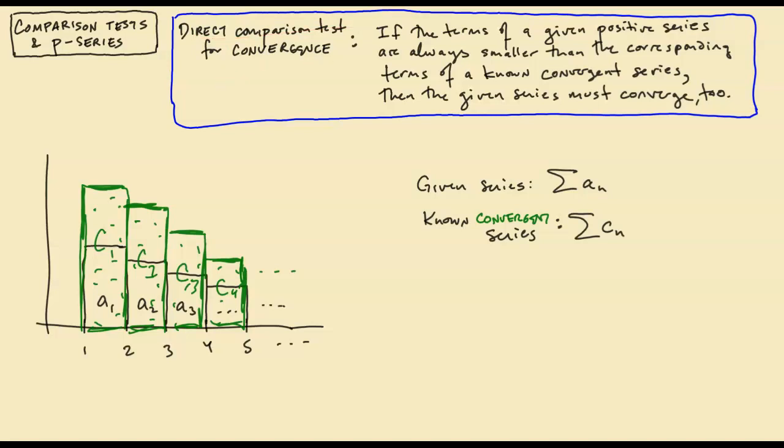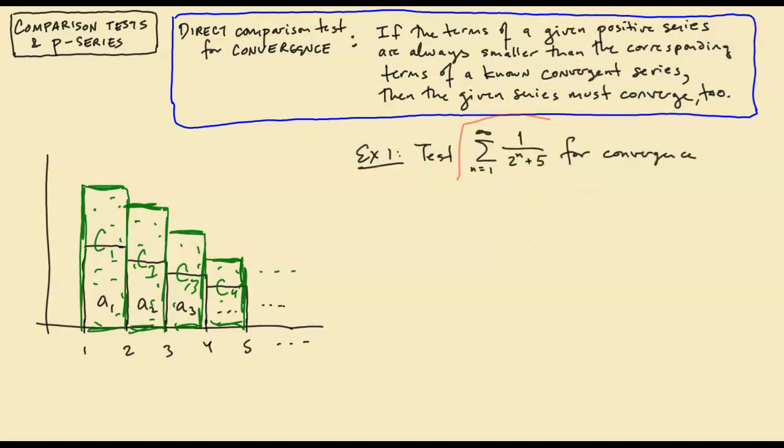Let me give you an example or two of how we might use it. Let's test this series for convergence. This is not a geometric series, it's not the harmonic series, and the divergence test doesn't help us because as n goes to infinity, this denominator goes to infinity, which means that the whole general term goes to 0. And as we have said many times now, that's a necessary condition for convergence, but it is not sufficient. The divergence test can only be used to establish divergence.